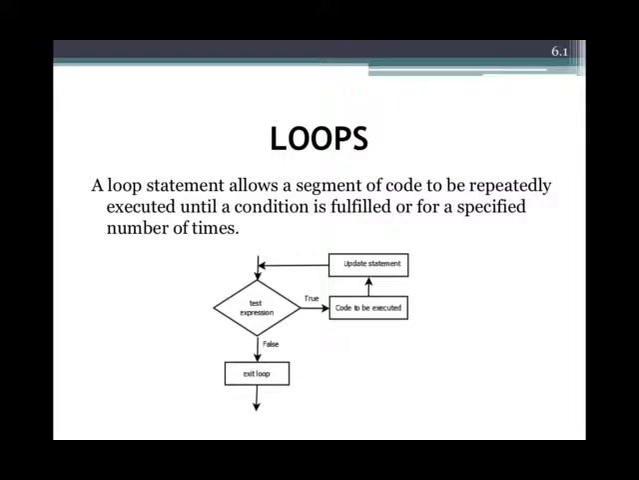If you look at the diagram here, we have an expression which is being tested. If it is true, the code is executed, some update takes place either to a variable or to a status or a flag, and then the condition is tested again for true or false. Code is repeated till the condition is no longer true, then we exit the loop.